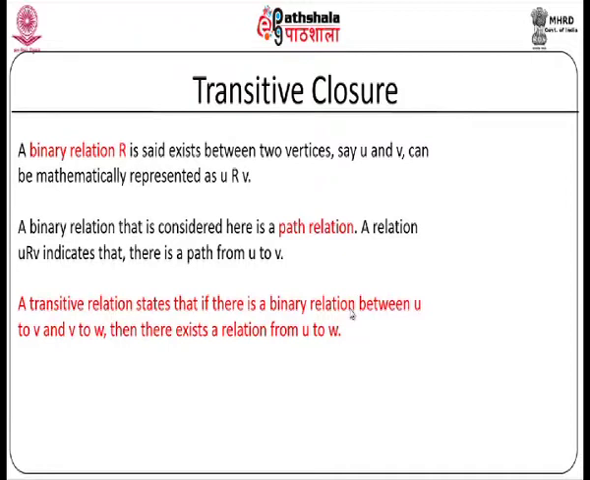First, let us try to define certain terminologies. First, we will try to define a binary relation. A binary relation R is said to exist between two vertices u and v, and this can be represented as u R v. This relation can be any relation, and in this particular instance we will use this relation to refer to the path. Therefore, we will call this relation the path relation.